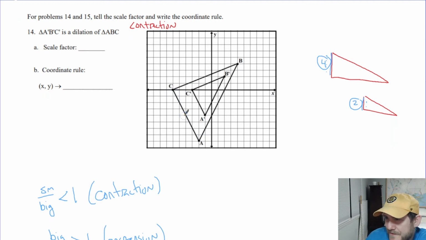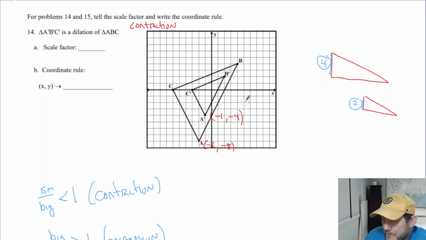I can't really find the diagonals. So we know that we can just use the coordinates. What are the coordinates of A? Well, they're left 2, so negative 2. And then they're down 1, 2, 3, 4, 5, 6, 7, 8. Now find the coordinates of A prime. It's only left 1, so negative 1, and then down 1, 2, 3, 4.